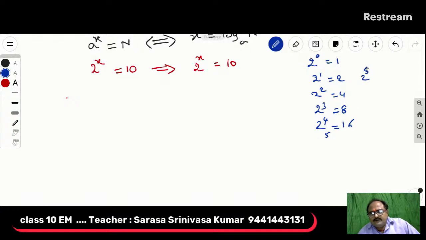2 to the power of 5 equal to 32. 2 to the power of 6 equal to 64. 2 to the power of 7 equal to 128. 2 to the power of 8 equal to 256.